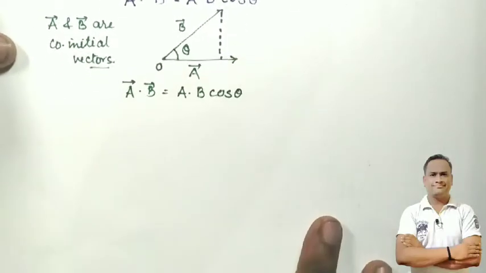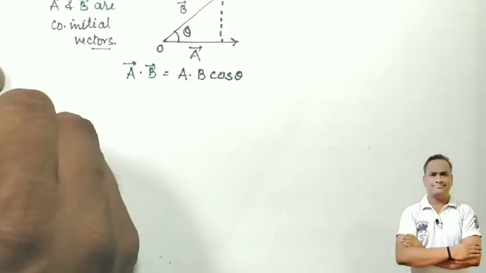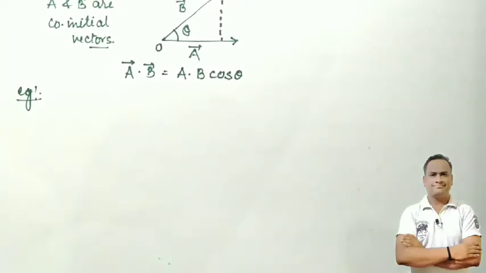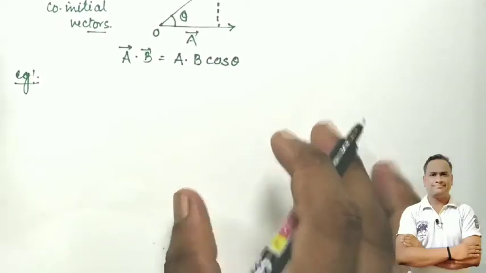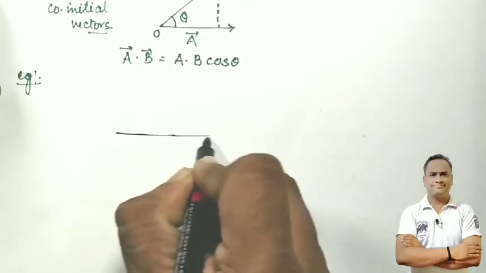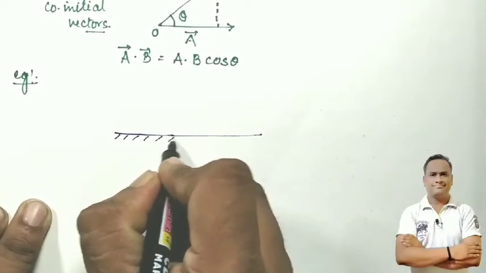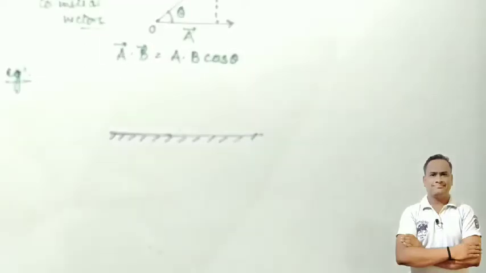With the help of an example, we are going to understand this scalar product. So let us consider an example. Let us suppose that we have a block which we have to move in the forward direction. Okay students, I am drawing a plane. This is a smooth plane onto which we have to move a block.